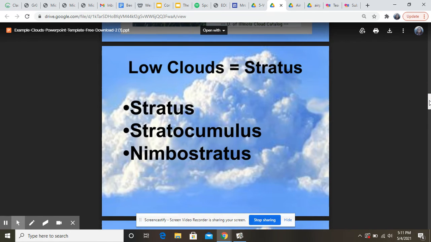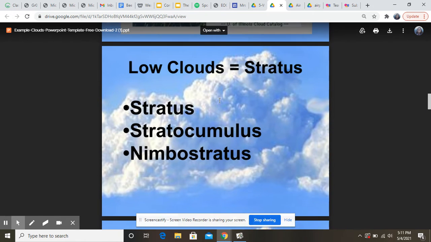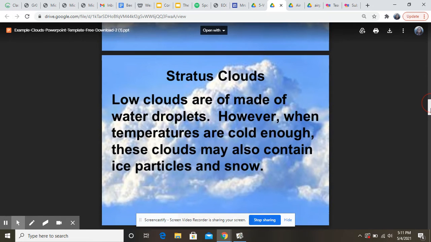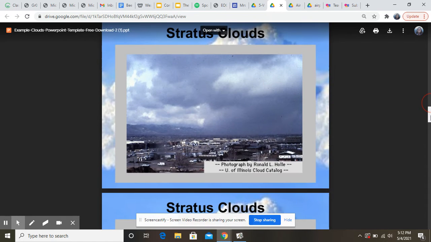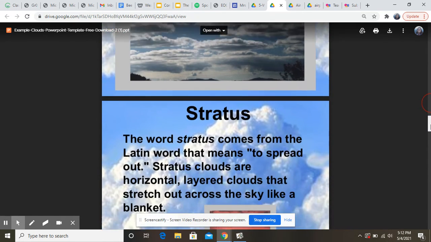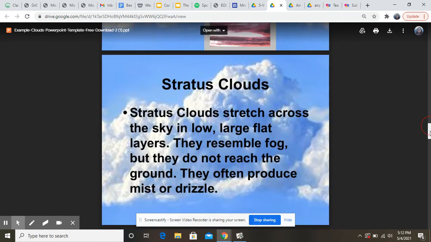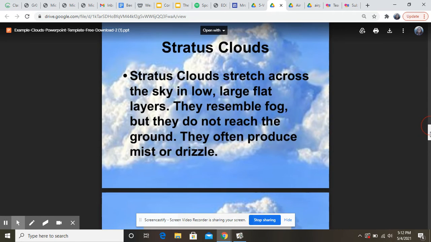Next is stratus. So stratus clouds are low clouds. They're like a blanket that covers the sky. So I know you see three names here, but I just want you to remember this top one, which is stratus. Here's a picture, like a blanket that covers the sky. The word stratus means to spread out. They often produce mist or drizzle.